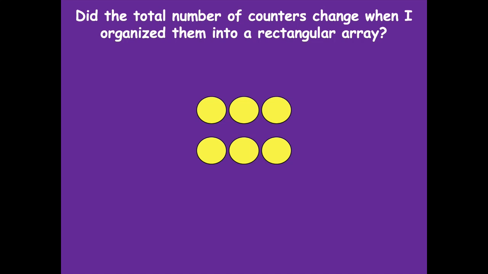So did the total number of counters change when I organized them into a rectangular array, from when they were in groups, and now we switched them to this array? Did the number of counters change? No, they sure didn't. So the way that you organize them doesn't change the total that there are. You can organize them in different ways. Oh, so here, let's move them around.